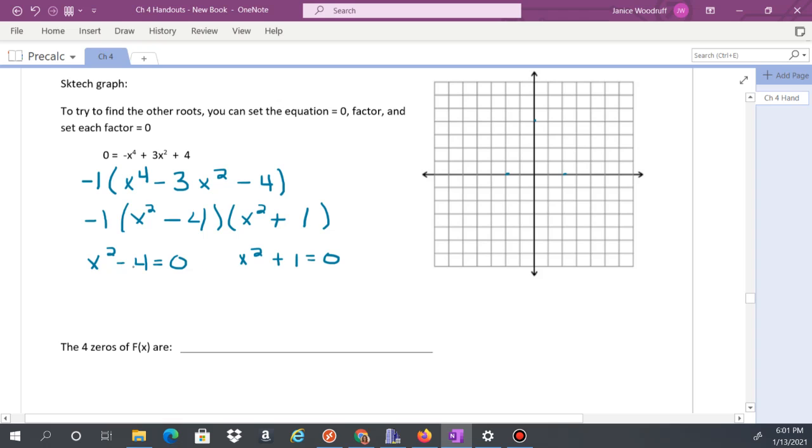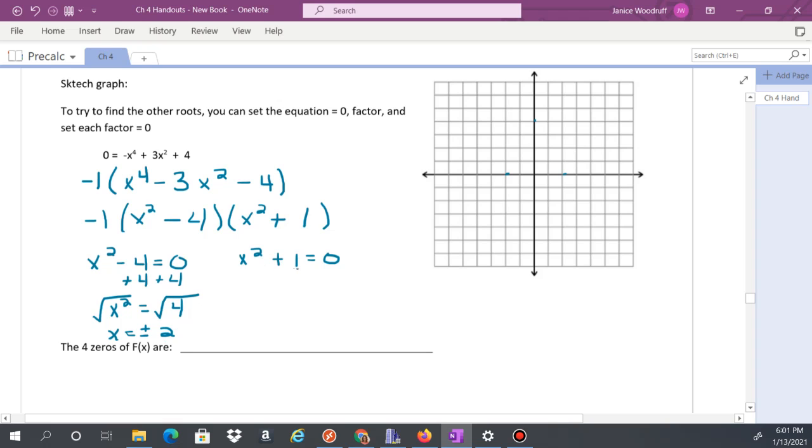So those 2's came from here because we would take the 4 and add it. We would get x squared equals 4. Then take the square root of both sides. And that gives us plus or minus 2. So that's where your real zeros came from, square root of 4.